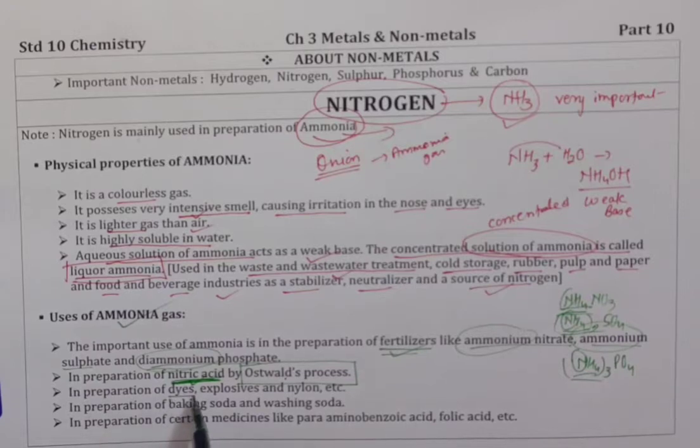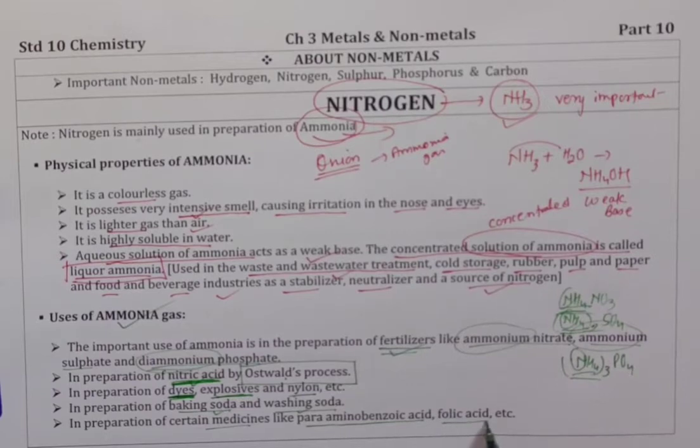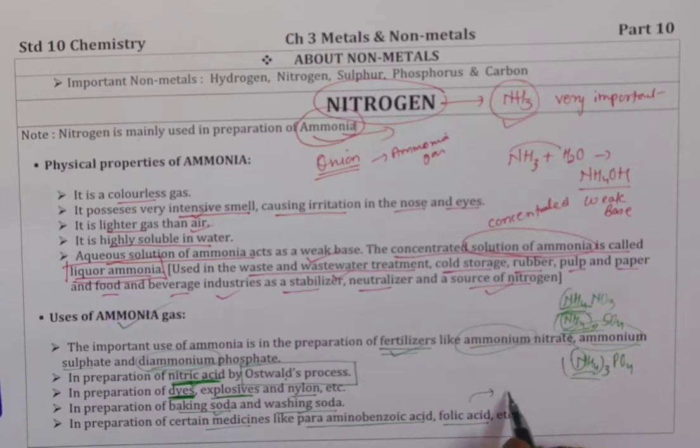Next, in preparation of dyes, which is related to paint industry, paint used for, of course, cloth materials, explosives, yes, firecrackers and all that. Okay, and even nylon, in making of nylon. Next, in preparation of baking soda and washing soda. We have already seen that. Okay, next, in preparation of certain medicines like para-aminobenzoic acid and folic acid. Alright, this folic acid increases the amount of iron in the body.